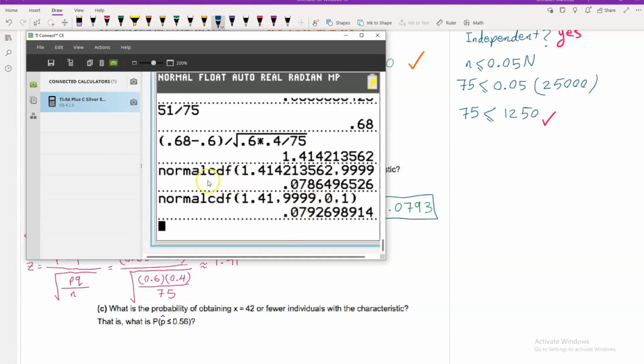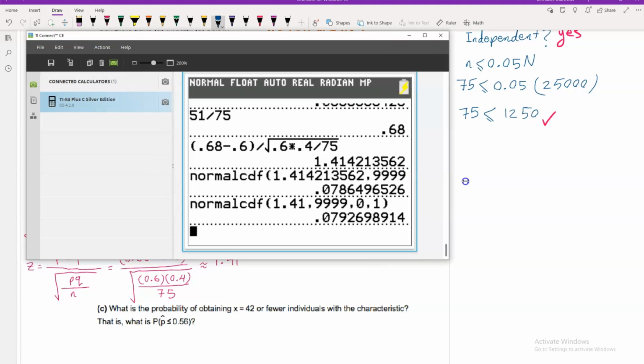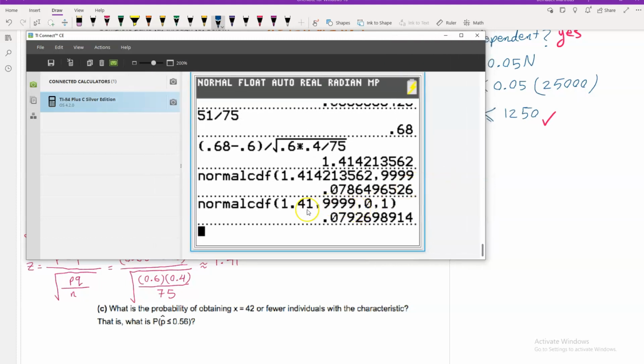So this is our final answer for part B. Here on this part, I used normal CDF and I entered z without rounding: z, comma, infinite, comma, 0, comma, 1. And then here we have z-score rounded to 2 decimal places. Comparing these 2 answers, rounded to 4 decimal places, when I rounded z-score to 2 decimal places, the answer was 0.0793, but without rounding z-score, rounded to 4 decimal places, the answer is 0.0786. So a slightly different answer.